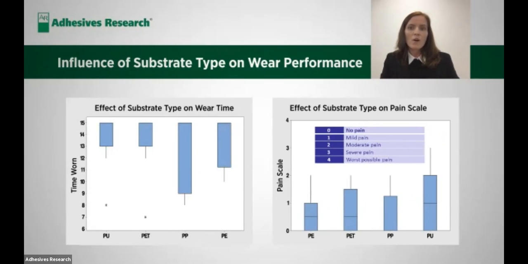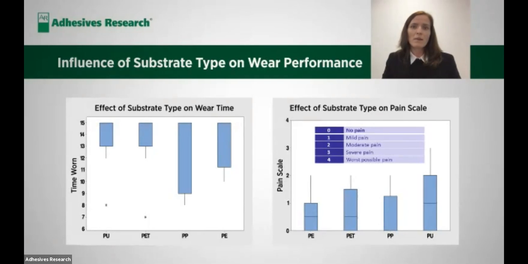In contrast, when we look at the pain scale and removal ratings, we can see that the PU and the polyester samples performed less favorably than the polypropylene and the polyethylene samples. This information can be used to select the best substrate for the application. So for instance, if a wear time of 14 days was the most critical attribute, then a polyurethane or polyester substrate would be the most preferred candidate.